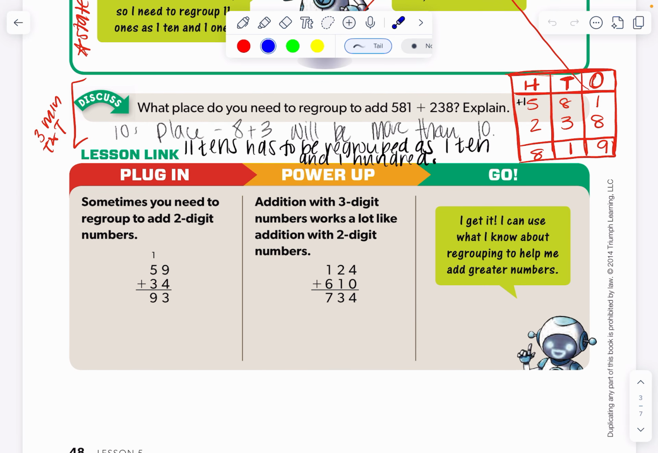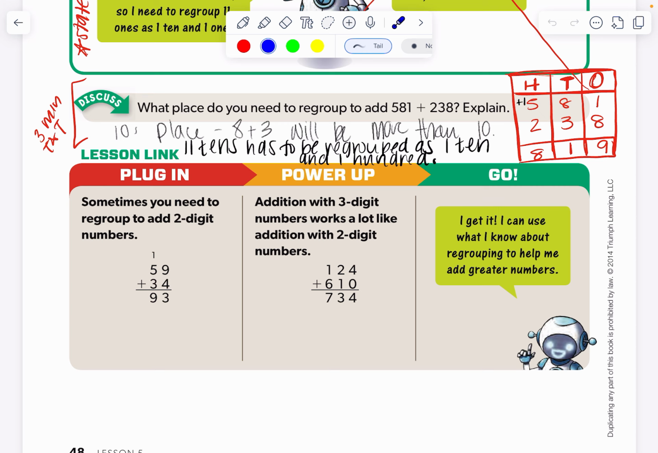Then we would like to spend 3 minutes on a turn and talk. The question says, what place do you need to regroup to add 581 and 238? Explain. Give students about a minute to 2 minutes to work on the question by themselves before talking to their partner and explaining their work.